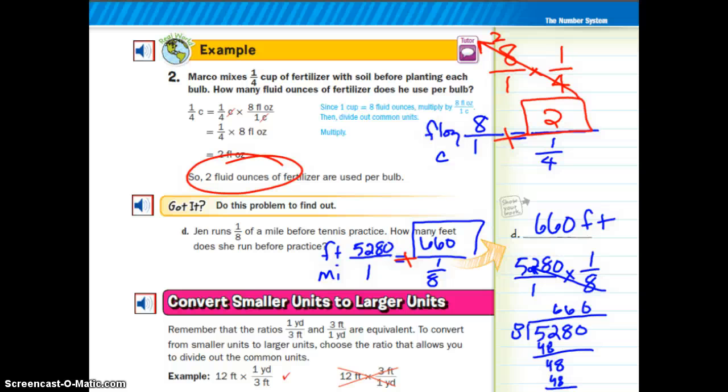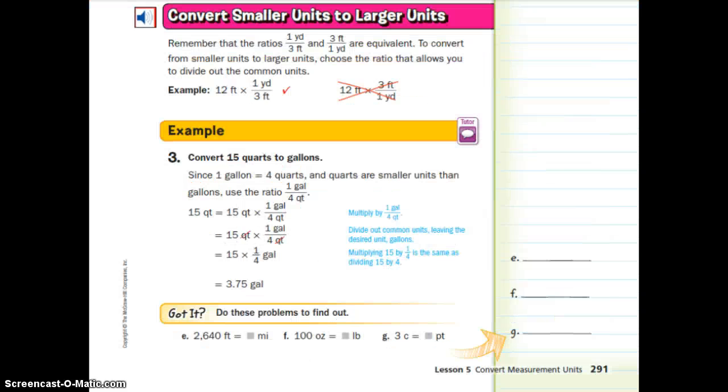Now we're going to do the reverse. We're going to go from smaller units to larger units, which means we're going to have to divide. All right, let's look at these. Okay. So again, when we're going from smaller to larger units, we're going to divide.